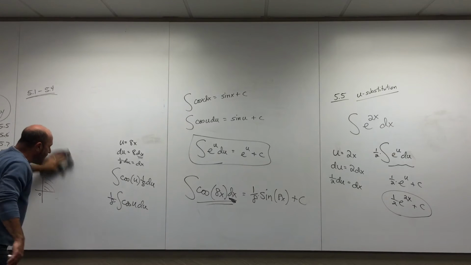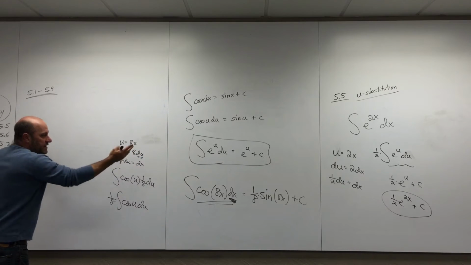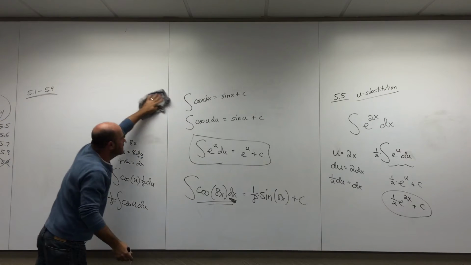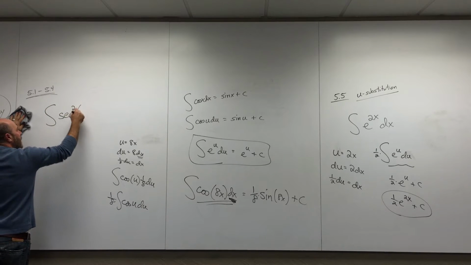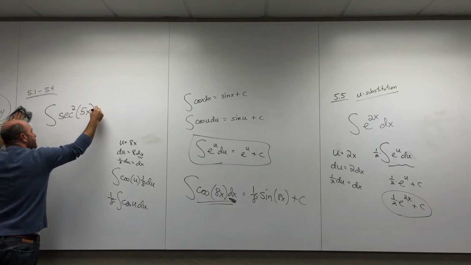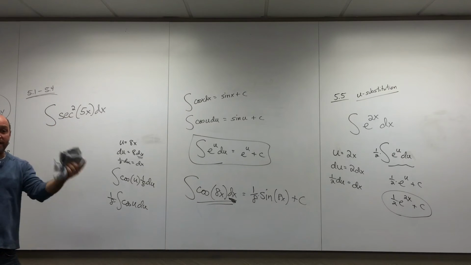So there are little baby ones like this. I like these little baby ones. Look at this. I wonder if you can handle this. The secant squared of 5x. Do you know how to integrate secant squared? Shout out the answer. Tangent. She shouted out, the answer is tangent. The antiderivative of secant squared is tangent.